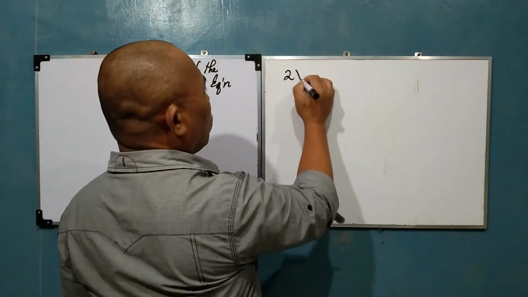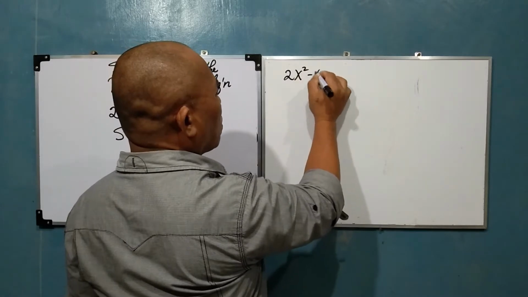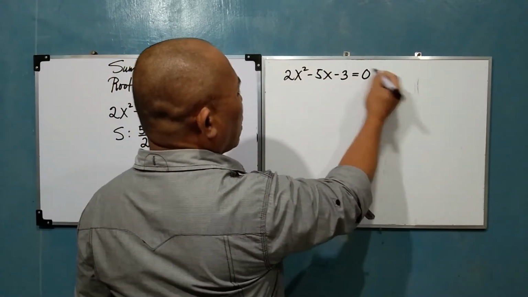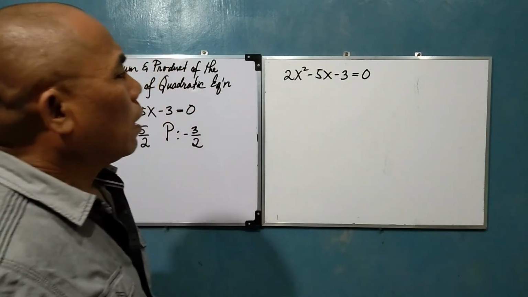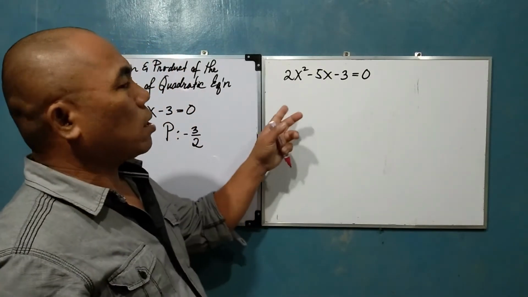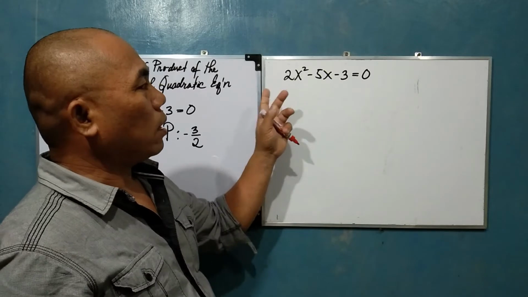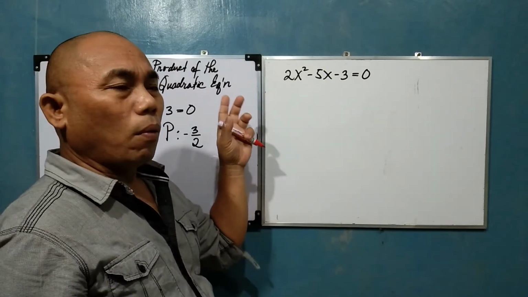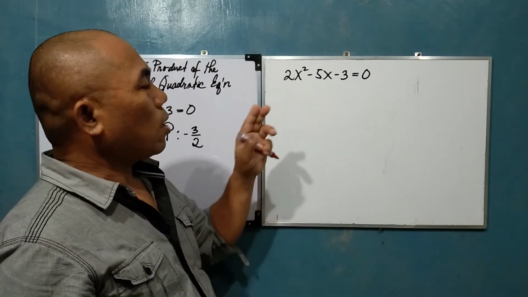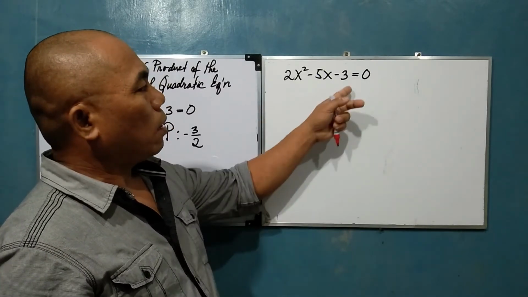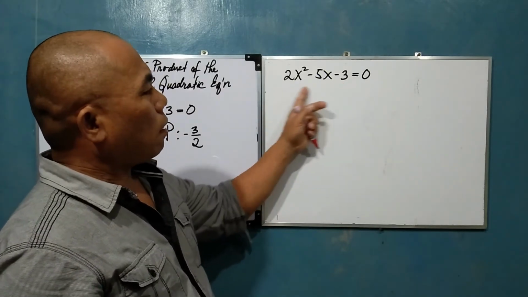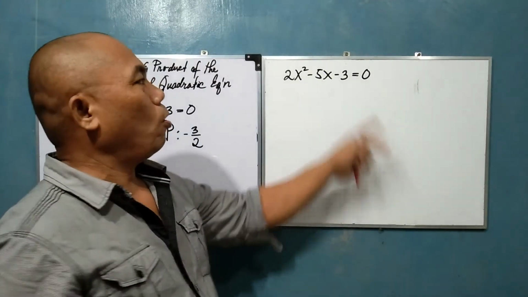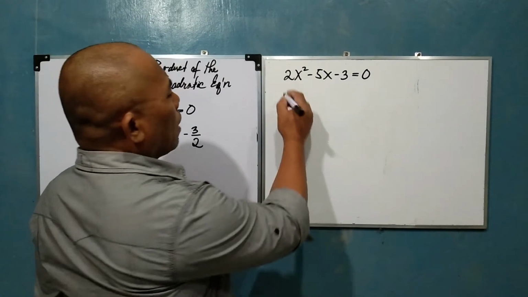So you have 2x squared minus 5x minus 3 equals 0. Let's try if this is factorable, so we can get the roots of this quadratic equation. Remember, when you say roots, these are the x values that can make the right side of the equation equal to 0.